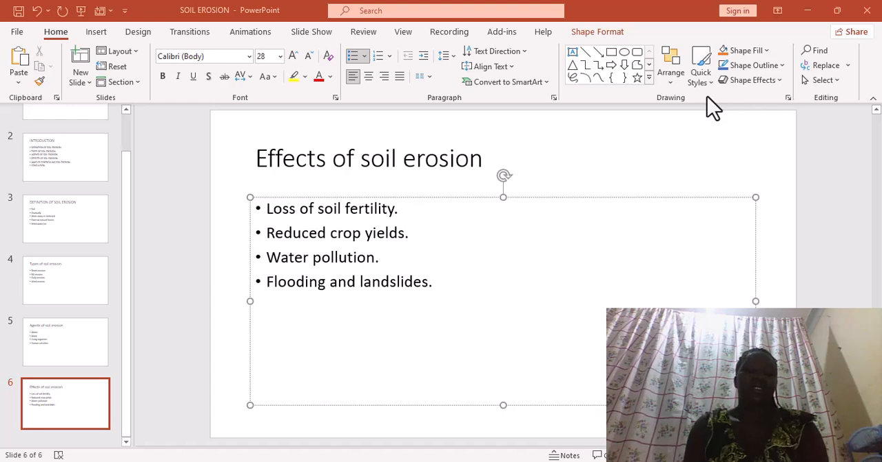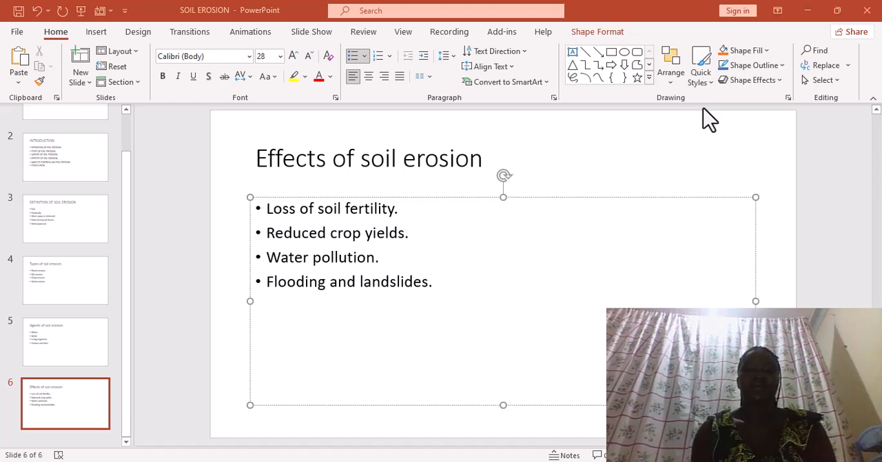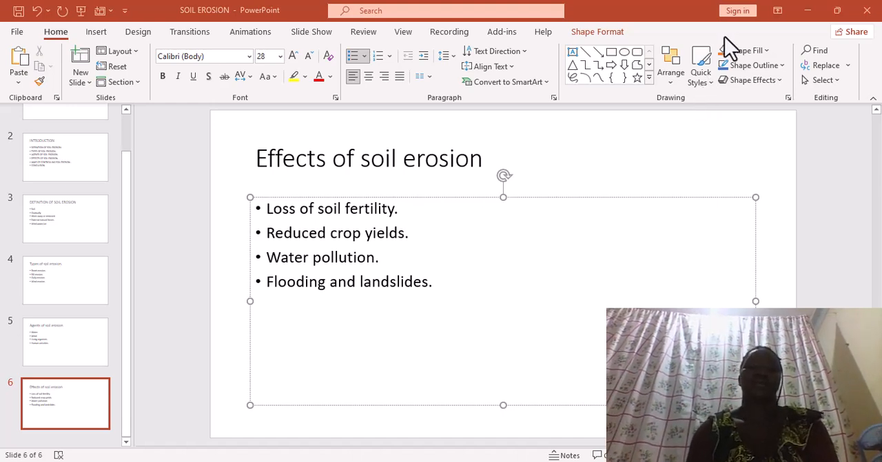And the last one I'm going to talk about is flooding and landslides. This mostly occurs in hilly areas. For instance, this runoff water, this heavy flow of water, weakens the soil structure and soil stability, and it can cause landslides to occur. So that is what I can take you through under the effects of soil erosion.